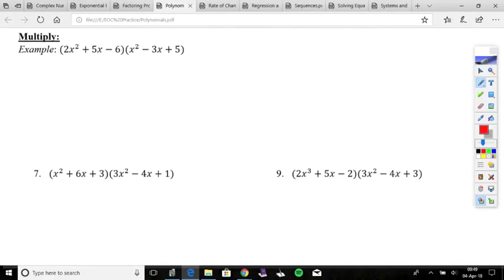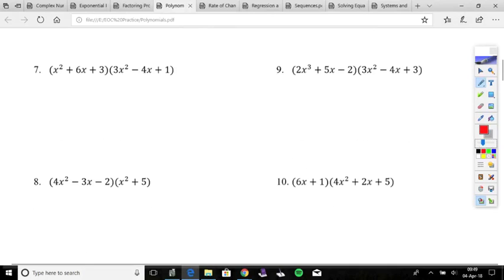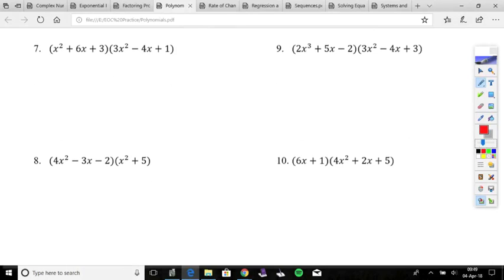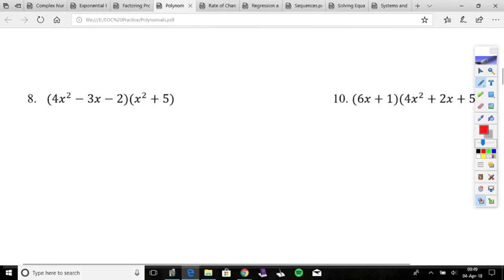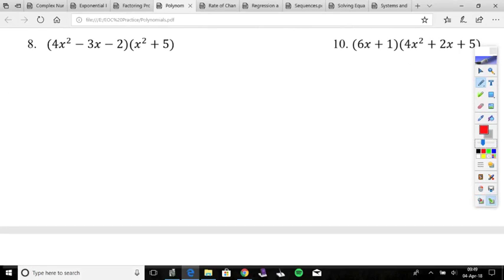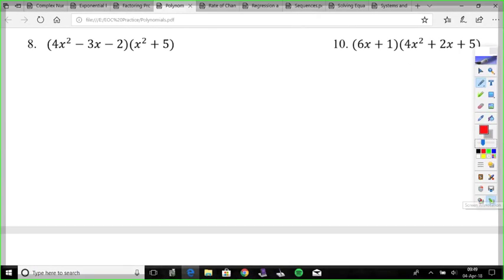I'll leave my example alone. I'll go ahead and do one of yours. Let's see. I'll do number 8. All right. So number 8, multiplying. Now, I like to use a table. You don't necessarily have to, but I do it because it keeps me from making any mistakes. It keeps me organized. It's just helpful in that sense.